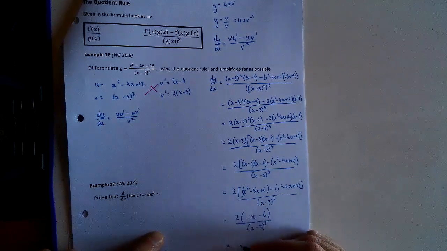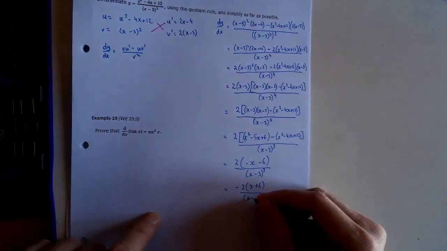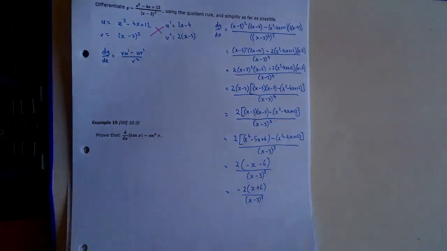And just a nice way of writing that, just factorize it: minus 2 times x plus 6 over x minus 3 cubed.